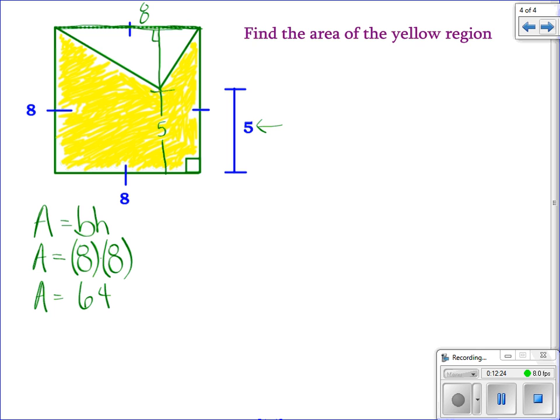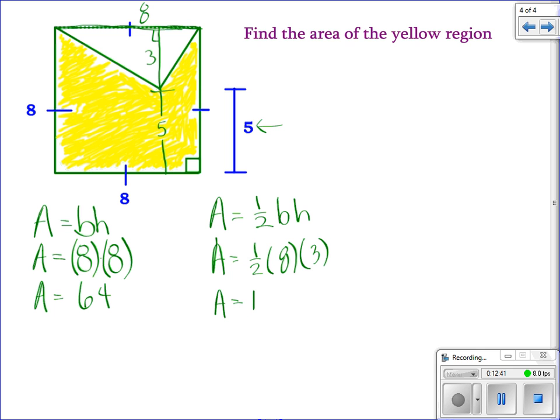So the area of the triangle is going to be 1/2 base times height, the base being 8, the height 3, which means we have 12. So the area of that white triangle that got taken out of the shape is 12. So the yellow region would be 64 minus that triangle, or 52.